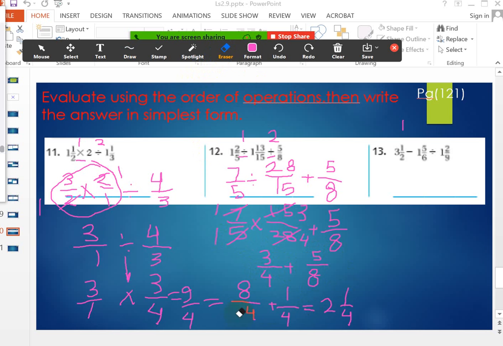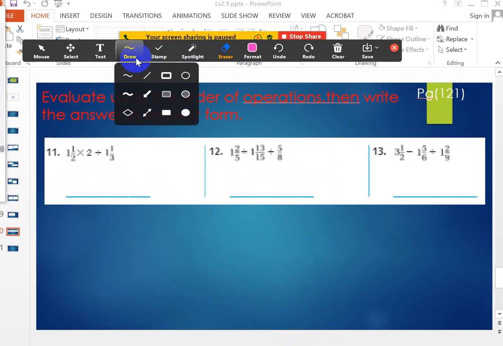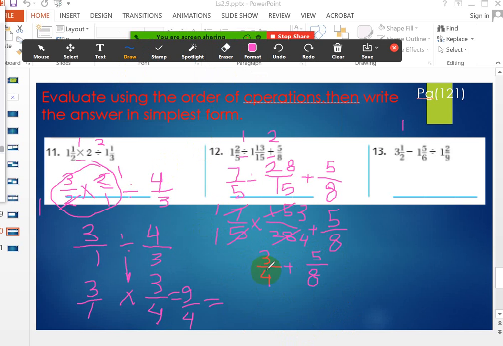So I will erase this, girls. I think you finished it. Okay, so after that what I have to do is add the fractions. To add the fractions, I have to make the denominators the same. So can I make 4 into 8? Yes, I can multiply this one by 2. So I will multiply this fraction by 2. 2 multiply 3 equals 6, 2 multiply 4 equals 8, plus 5 over 8. So 6 plus 5 equals 11 over 8.